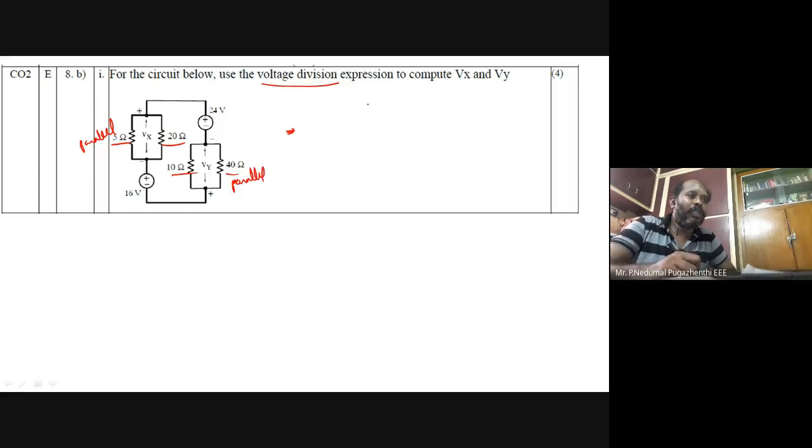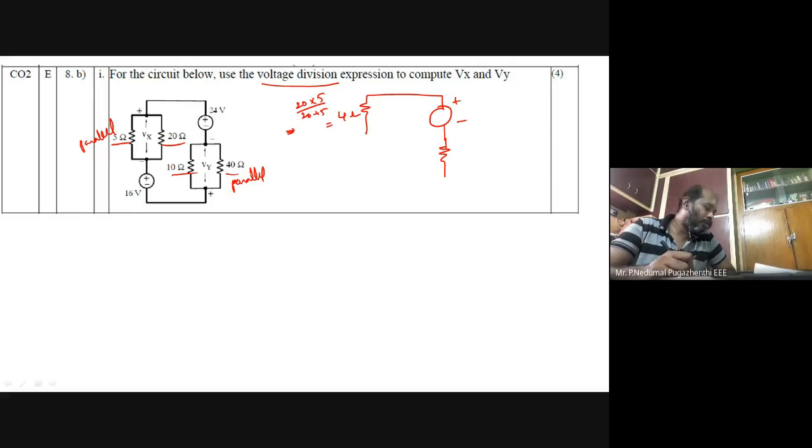So if I reduce that, 100 divided by 25, I will get a 4 ohm here. How do I get it? 20 into 5 divided by 20 plus 5, which is equal to 4, right? So you have a voltage source. What is this? 400 by 50. How much do you get? 8 ohms. So 40 into 10 divided by 40 plus 10, which is equal to 8 ohms. So I have another voltage source here. So this is going to be 16 volt.